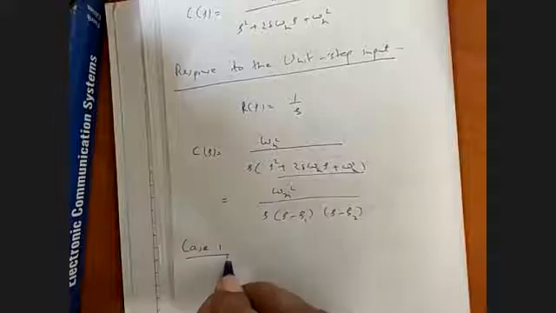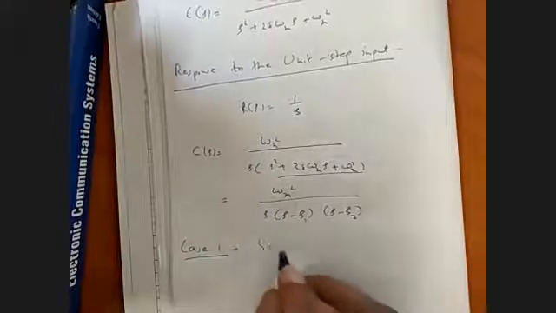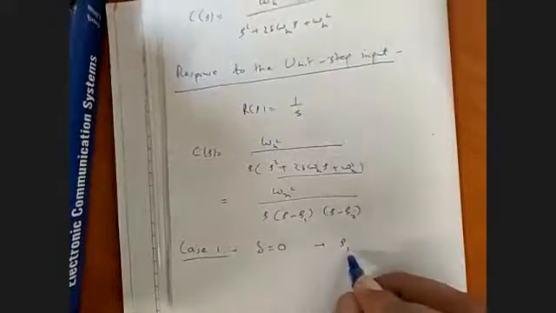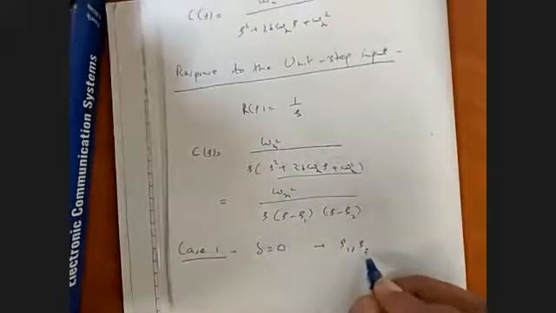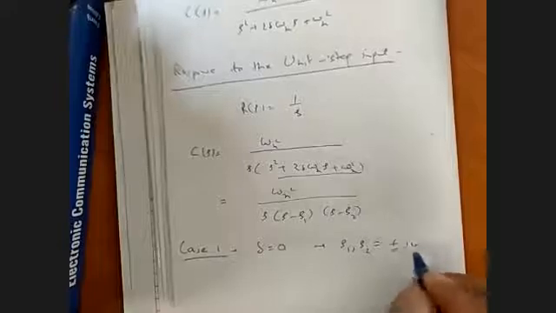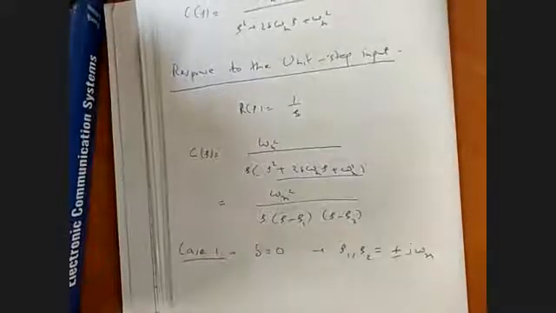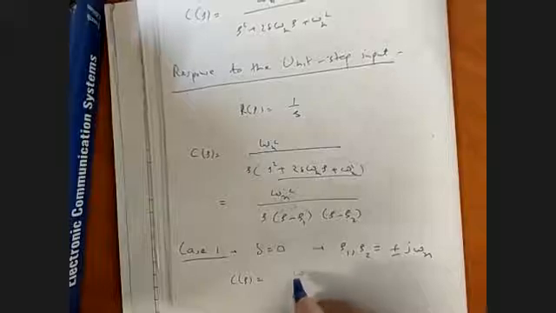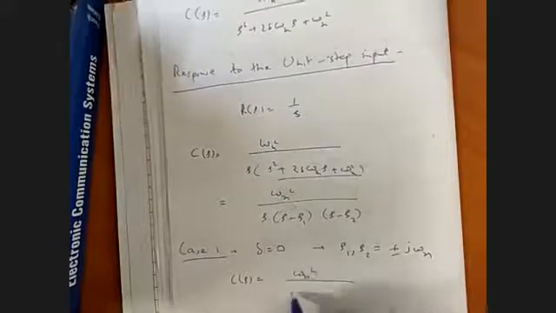Case 1: we will consider that delta equal to 0. When we consider delta equal to 0, s1 and s2 will become plus minus j omega n. So C(s) will be omega n square upon s into (s square plus omega n square).